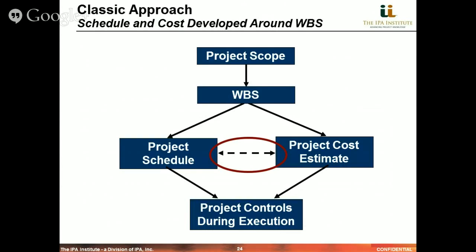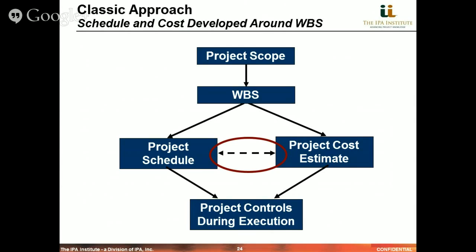So as a fundamental practice, there's the classic approach of a cost and schedule developed around a work breakdown structure. And again, this is part of that estimating for control, where the concept is to begin with a project scope, and based on that scope, build a work breakdown structure that breaks the project down into successively finer gradations of specific elements or deliverables.